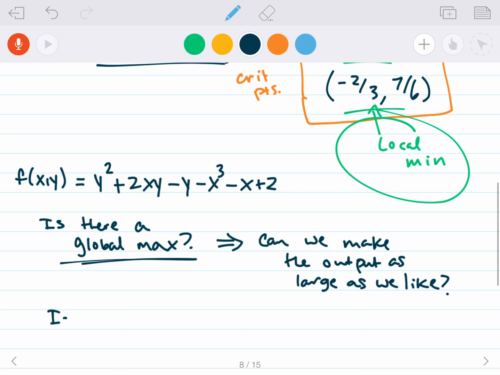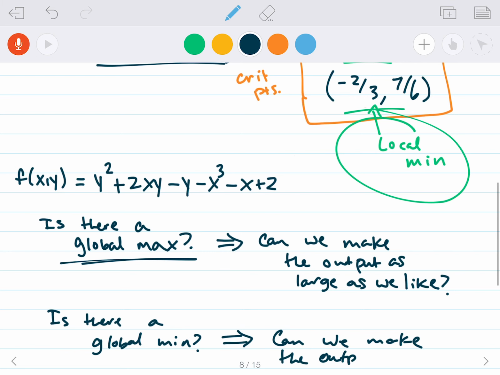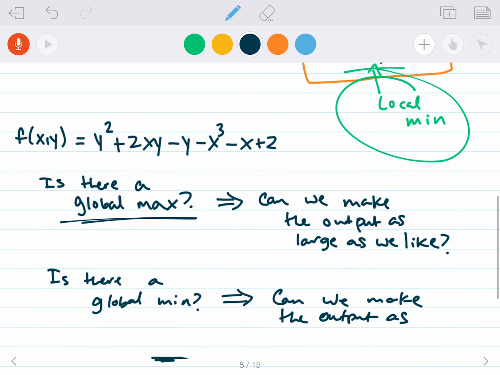On the other hand, is there a global min? You want to ask yourself the opposite question. Can we make the output of this function as small as we'd like? So the answer to both of these questions is yes, okay? And because of that, there is no global max or global min. Let's take a closer look at this.